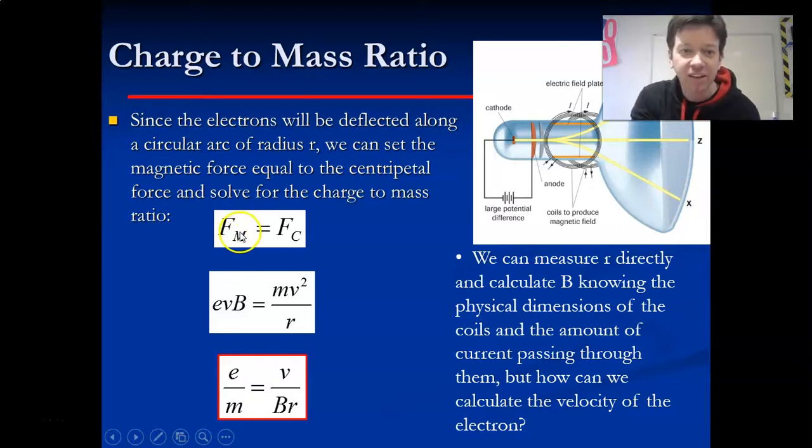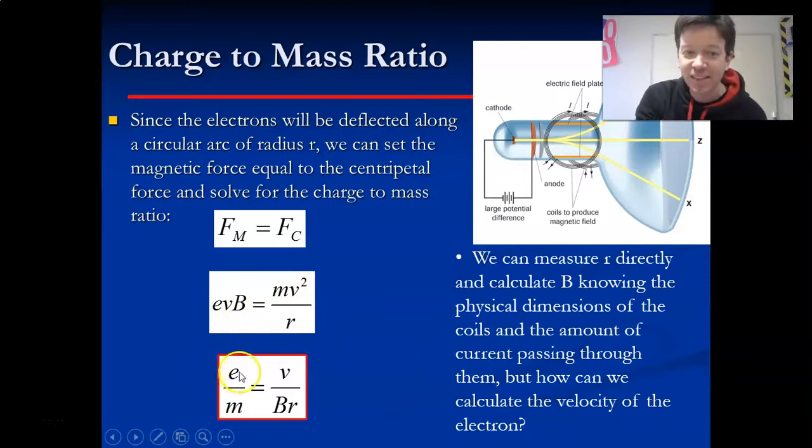And we can calculate that. We can set magnetic force equal to centripetal force. Magnetic force is QVB sine theta, but this is at 90 degrees, so sine theta is 1, and Q is for an electron, so we're just going to write e for the elementary charge, equals centripetal force, mv squared over r.